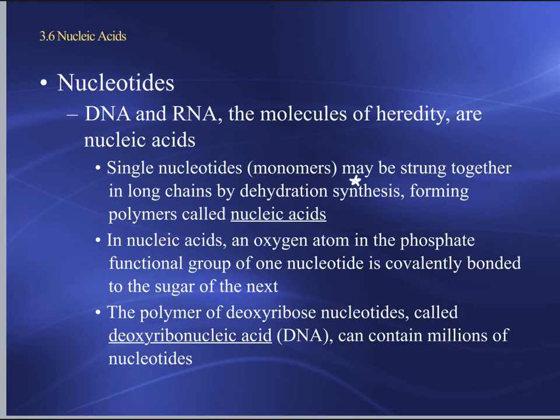In a nucleic acid, an oxygen atom in the phosphate functional group of one nucleotide is covalently bonded to the sugar of the next. So you kind of have this sugar-phosphate backbone, which you'll hear said over and over when we get more into DNA and RNA. The nitrogen base actually moves towards the center of the molecule. The polymer of deoxyribose nucleotides, called DNA, contains millions of nucleotides. Okay, so those are very, very long, and the order is important.